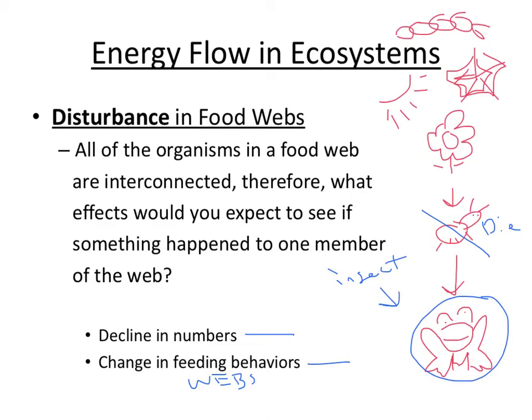Now, the inverse of this can also be true. If we see a boom in the number of insects, so we get a whole bunch of insects, then we're going to see an increase in the number of frogs as well. And we call this disturbance. So we'll talk about this in class, and we'll take a look at this together to make sure everybody's on the same page, because this is going to become one of the themes as we move further into our ecology studies.